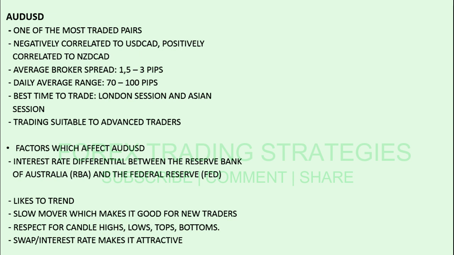That doesn't mean you don't have to backtest it. Go through it, learn it, build a relationship with it, and then you can be an advanced trader that trades AUD US dollar. Factors which affect AUD USD: the interest rate differential between the Reserve Bank of Australia, RBA, and the Fed. It likes to trend. It's a slow mover, which makes it good for new traders.